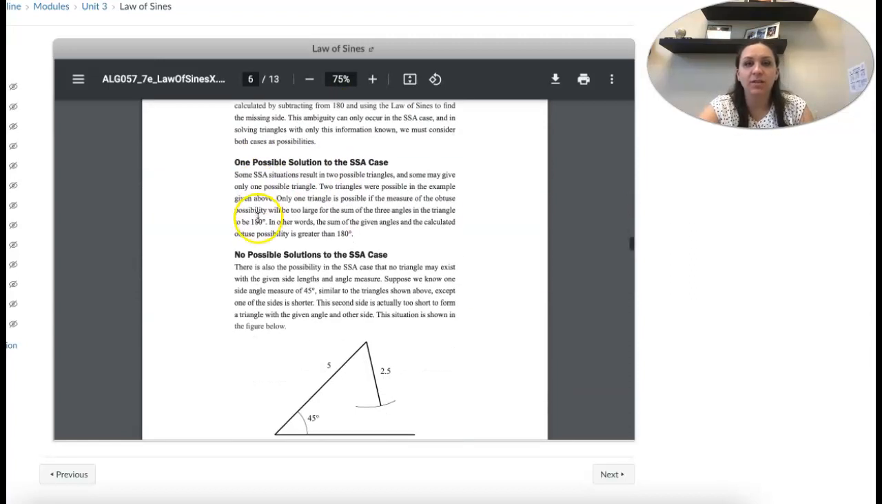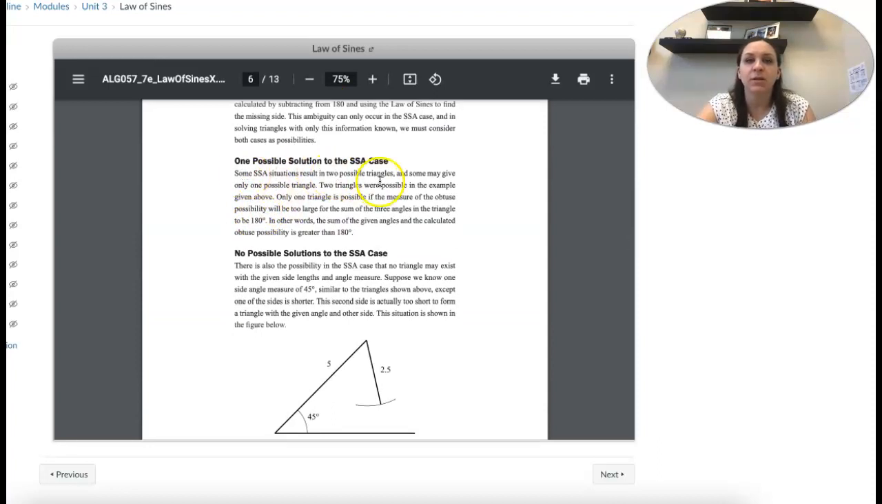The 1 possible triangle, if you get an obtuse number first. So we didn't see an example like that, but remember obtuse is greater than 90. So if you see that, that's it. Okay?